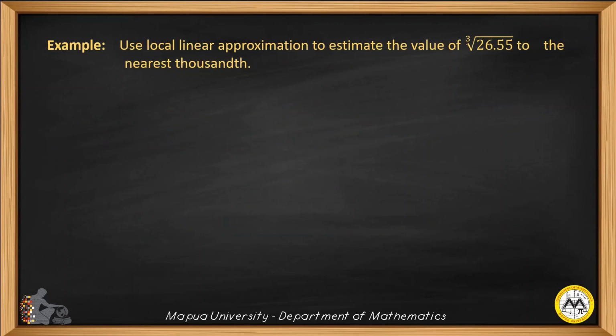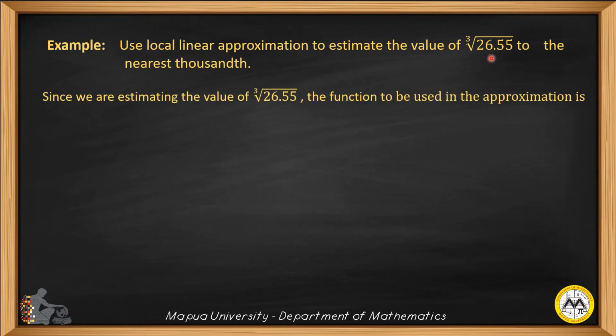Now let us use the concept of the differential to estimate the value of the cube root of 26.55 using local linear approximation method. Now you may wonder why we're using an approximation method for the cube root of 26.55, whereas you can easily use technology to determine this value. However, when you do not have technology at hand, then this particular method would come in handy.